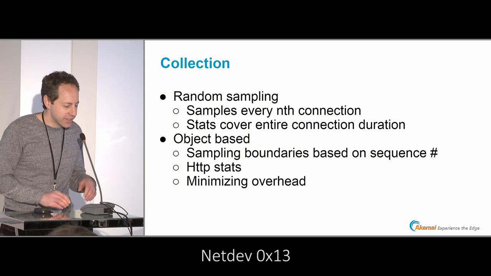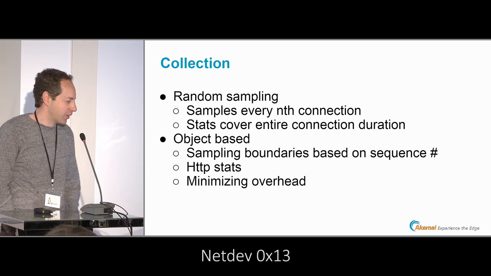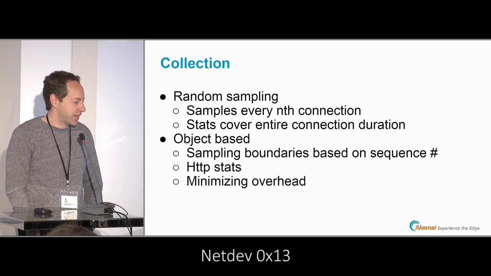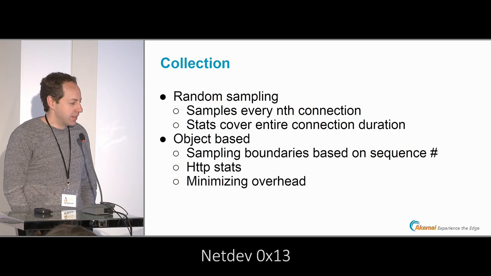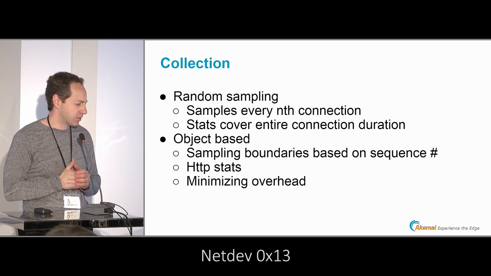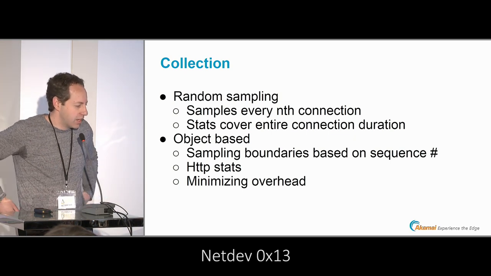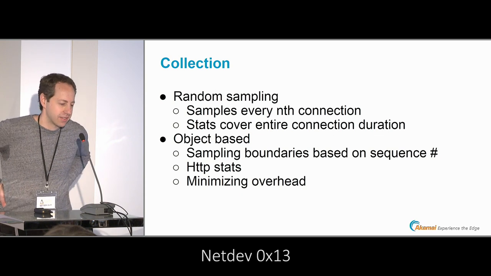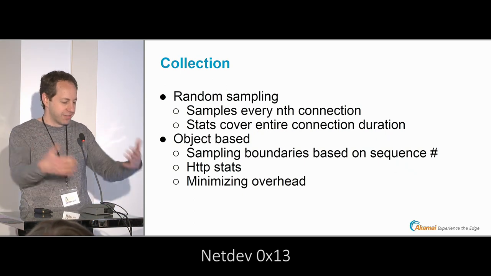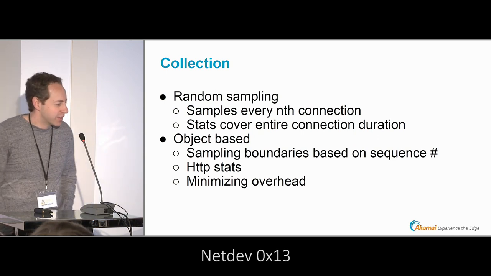So what are we actually doing? We unfortunately have two infrastructures right now, both in the kernel. One, for historical reasons, is a random sampling mechanism where it samples every nth connection. Typically on our servers we have that set around 5%, but it's dynamically configurable. Those stats cover the entire connection. You could think of that as like the TCP info diag, I think it's called, where after the connection closes, you can get the TCP info dumped out. That's what that's doing.